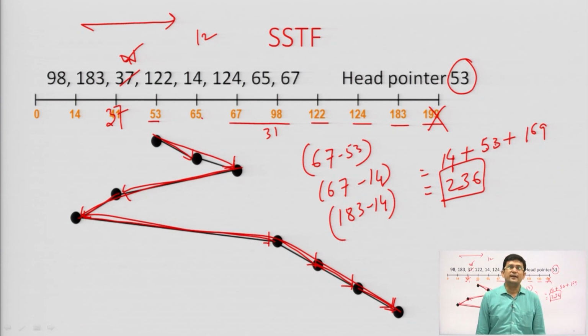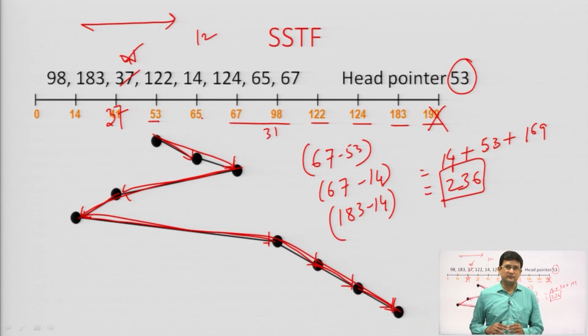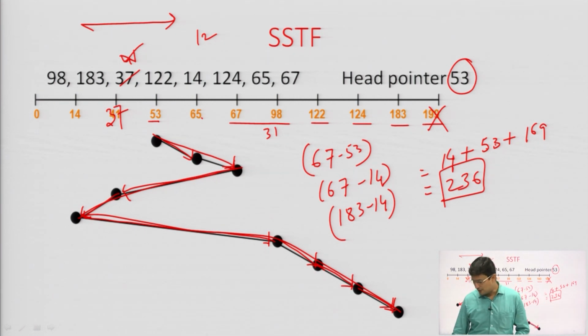But what is the overhead? Because of the upcoming request, you will always have to find out the minimum request. So this is just the overhead, that you have to find out the minimum distance. Finding the minimum can be done with any algorithm, but this is the overhead with the SSTF algorithm.